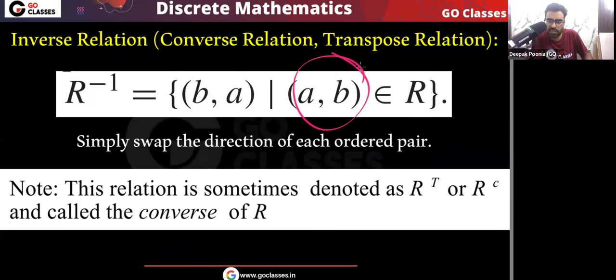It's like this. If AB belongs to R, then BA will belong to R inverse. Basically, every ordered pair of R, you just swap the elements of that ordered pair. This R inverse is also called R converse, and also called R transpose. So all these are different names for the same concept.